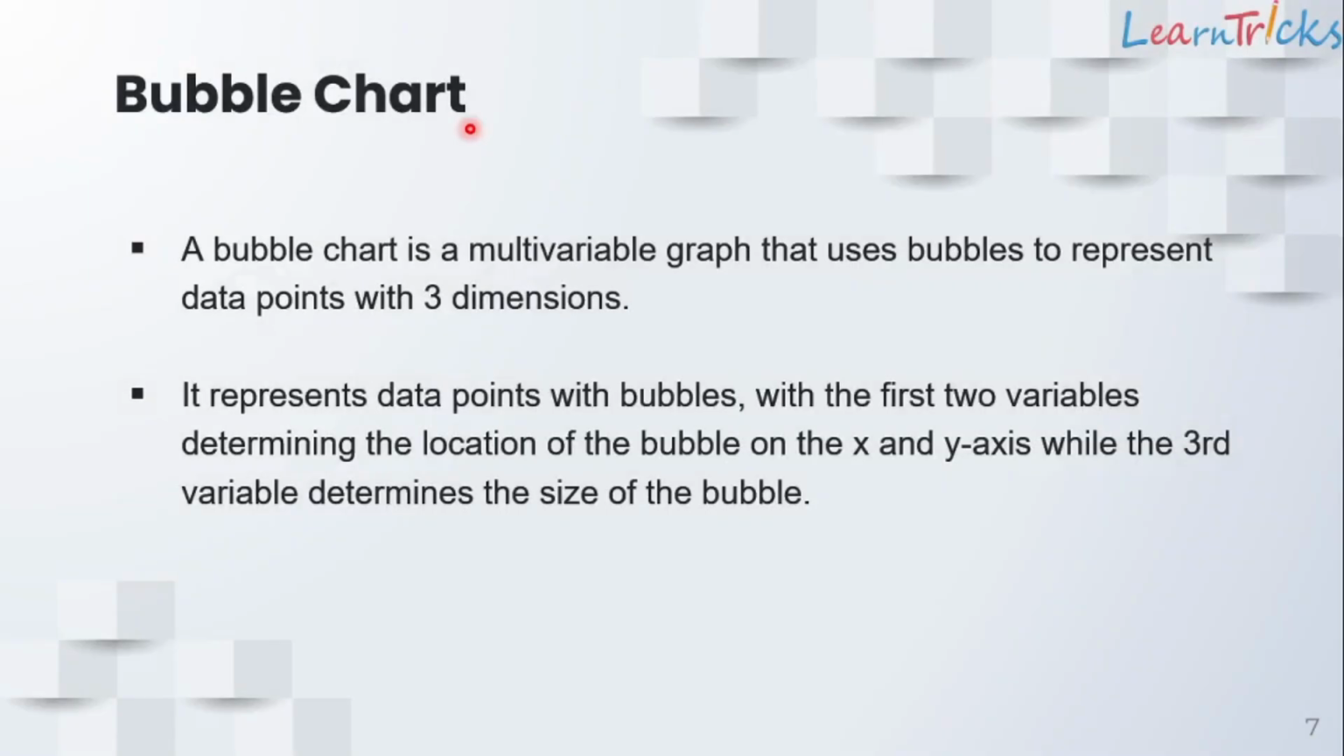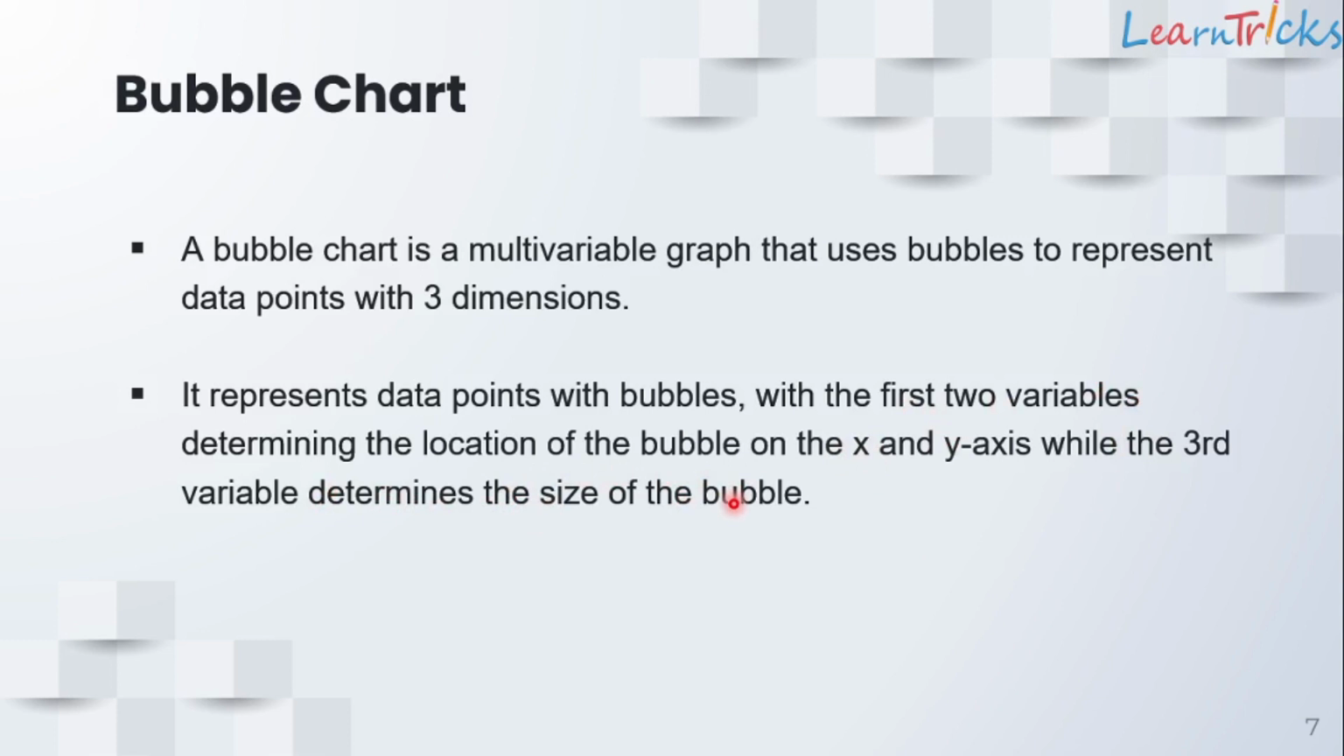Now the next type is a bubble chart. This bubble chart is somewhat a modification of the scatter plot, so we will see how it is modified. A bubble chart is a multivariable graph that uses bubbles to represent data points with 3 dimensions. The first 2 variables determine the location of the bubble on the x and y axis, while the third variable determines the size of the bubble.